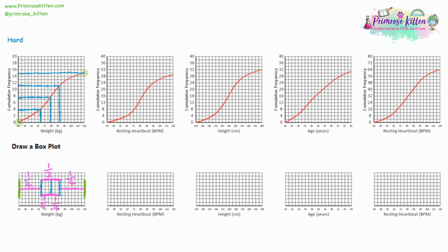So the first thing to do, the easiest thing, is to identify the minimum and maximum values we can possibly have. So this is resting heartbeat in beats per minute. If you think about it, if your beats per minute is 0, then you're dead. So that's not going to be an option. And the highest on here is 120.